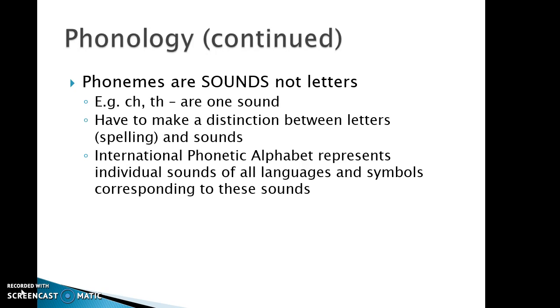Letters are the orthographic representation of sound. And when we talk about early literacy, we'll reflect upon how those sounds are represented by individual letters and so on. But when we're talking about phonemes, we're talking about individual sounds. And so, for example, ch and th are one sound, so they're only one phoneme, even though they're represented by two letters, and so we have to make that distinction.